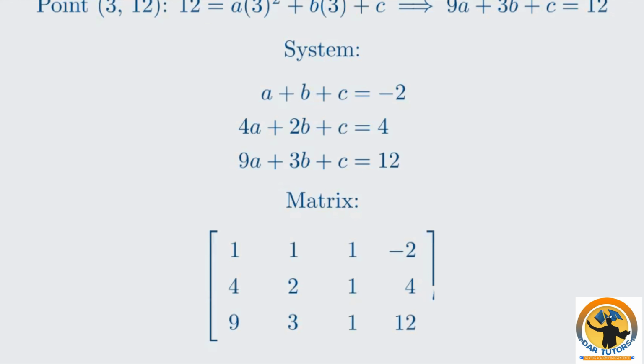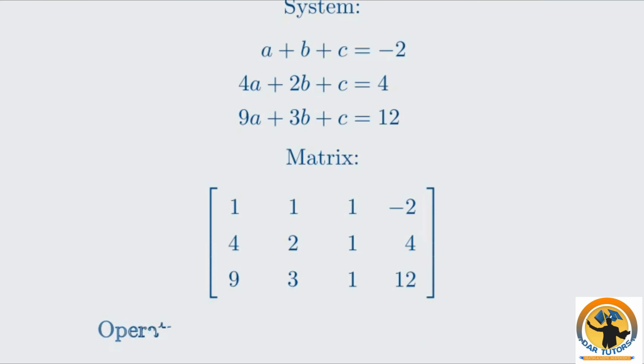Let's write its augmented matrix. Now we perform row operations to solve for a, b, and c. First, we eliminate the a terms in the second and third rows.